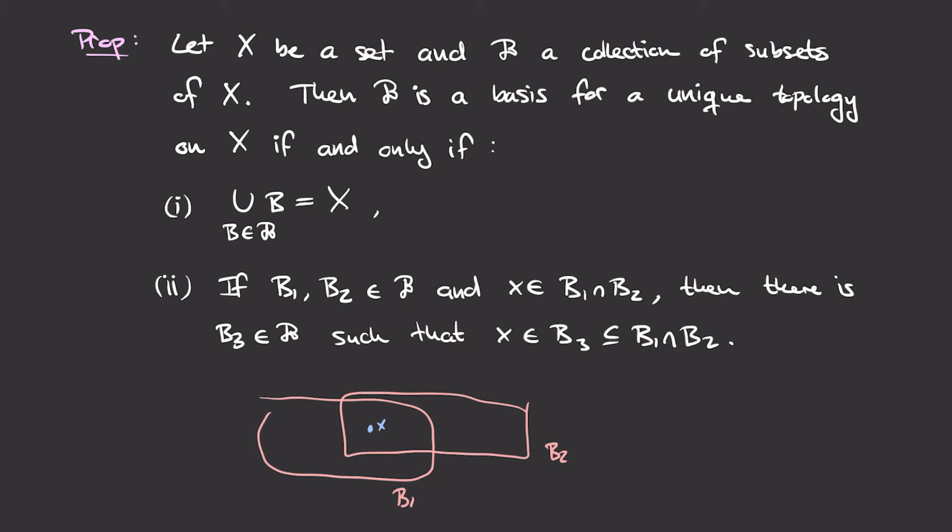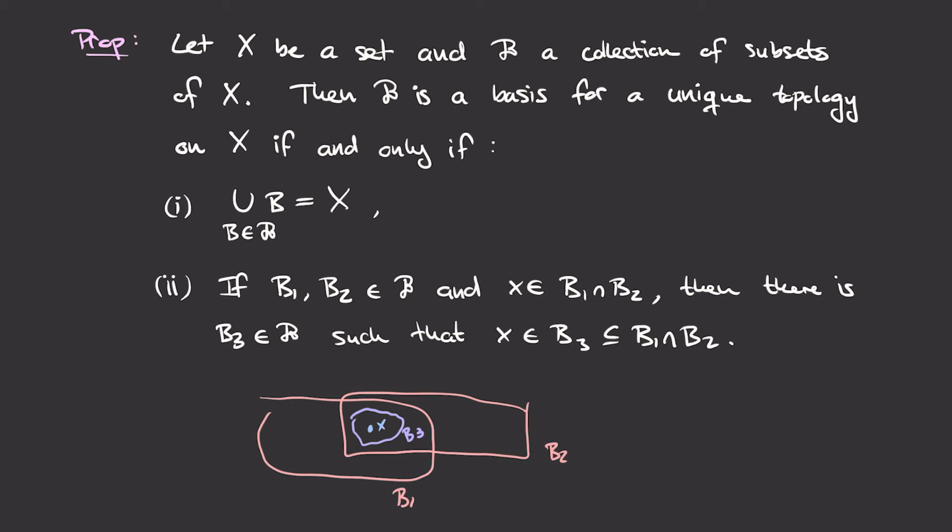Now, in order for condition 2 to be fulfilled, we have to be able to find a third basis element that contains the point X and is contained within the intersection. So this third basis element should look something like this. So it contains the point X and is also contained within the intersection. And in that case, if we can do this for any point X within the intersection, then the second condition is fulfilled.